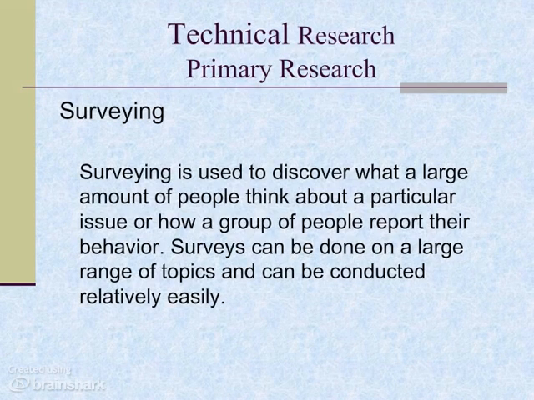Another form of primary research that is commonly used is that of the survey. Surveying is used to discover what a large amount of people think about a particular issue or how a group of people report their behavior. Whereas an interview is done on a one-to-one or one-to-two basis. In other words, you interview one person, or maybe you might interview 2 people at the same time.